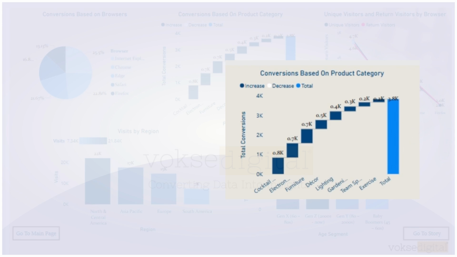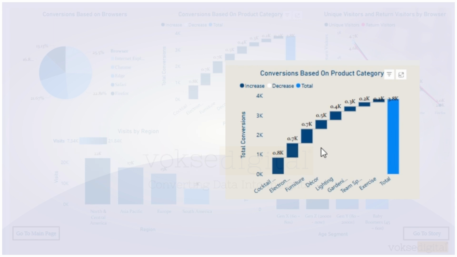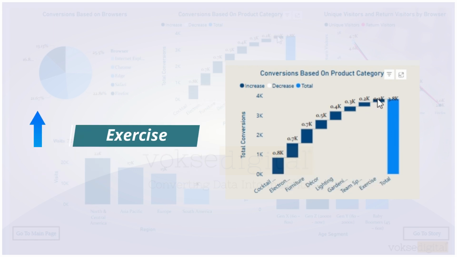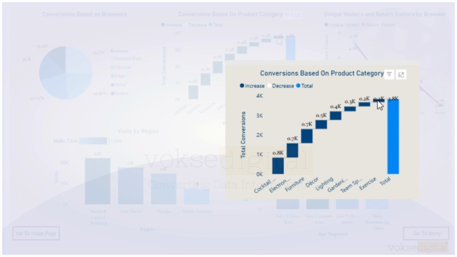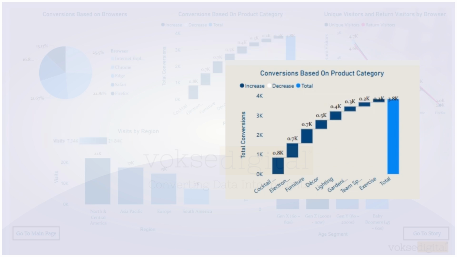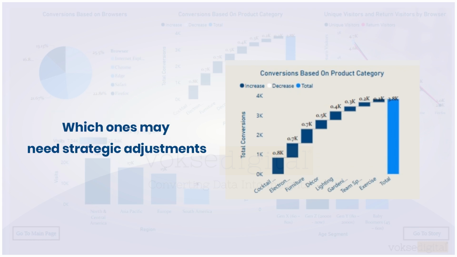But there's more. The different shades in the chart highlight increases and decreases in conversions. For example, the highest increase is in cocktail glasses, while the smallest increase is exercise, giving a clear visual representation of how each category impacts the overall conversion rate. This insight allows businesses to identify which product lines are most successful and which ones may need strategic adjustments.